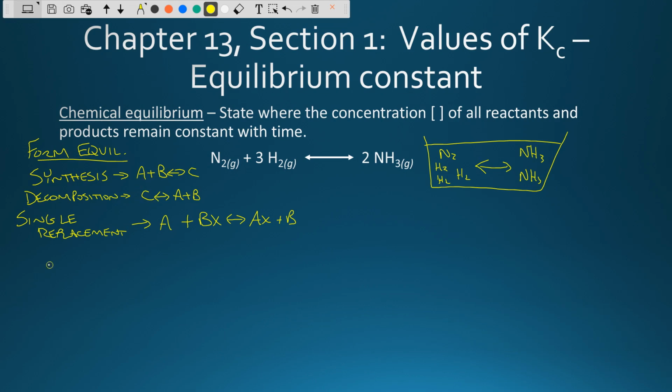There are some that do not form the equilibrium. Okay, and if you recognize these from Gen Chem, these are the types of reactions that we typically teach. Another type that would not form equilibrium would be the double replacement. Okay, so an example of that would be an AX plus a BY. Well, they're going to just swap partners, and so we would get AY plus a BX. Those aren't going to form equilibrium.